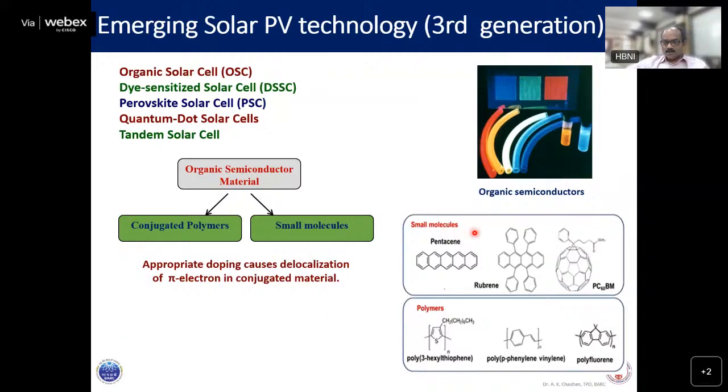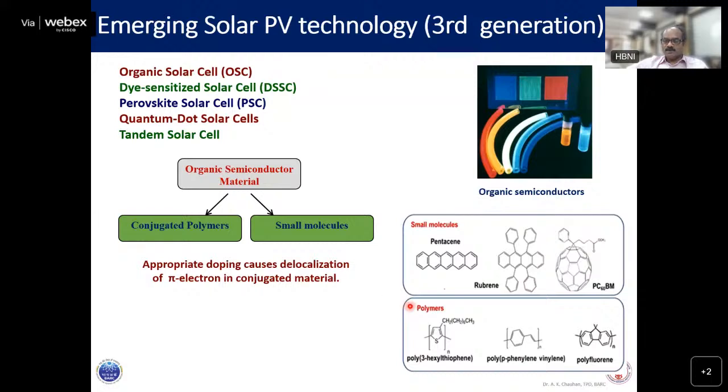So these are some examples of organic semiconductors. Among small molecules, pentacene is very common, rubrene, and PCBM. C60 is this fullerene molecule, and PCBM is a derivative of that. And then we have C71 also, C70 also. So there are many molecules of similar structure. These are some common small molecules which are very commonly used in solar cells.